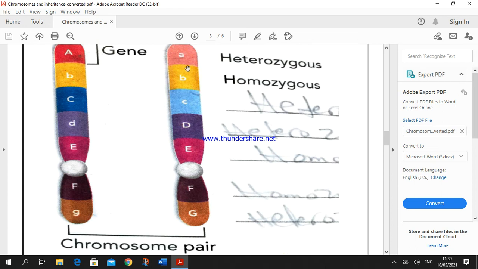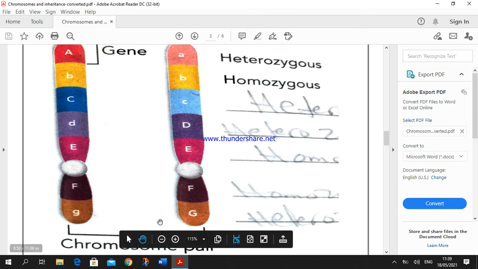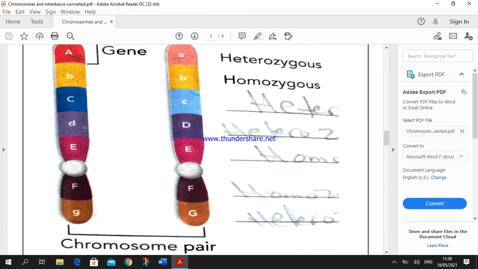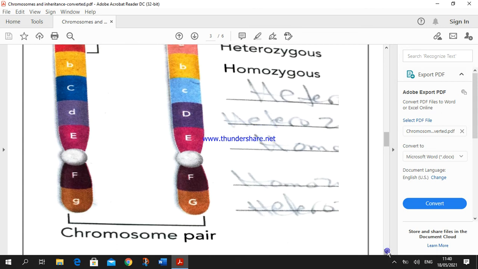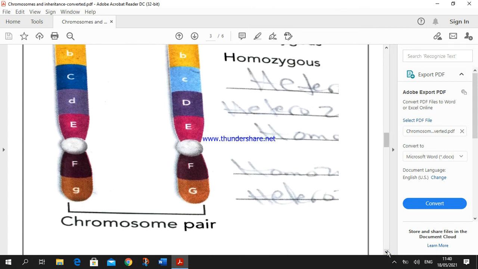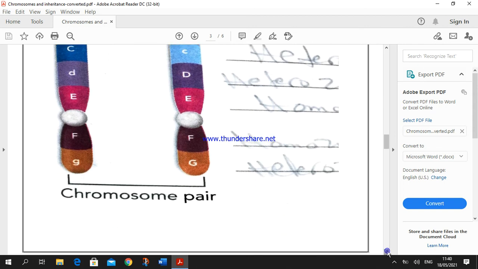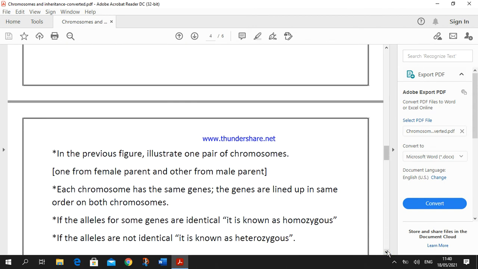If the two alleles for some genes are identical, it is known as homozygous, like P small, E capital, F capital, F capital. But if the alleles of other genes aren't identical, like A capital, A small, this is known as heterozygous. Because heterozygous means it consists of different alleles, while homozygous is formed from identical alleles.